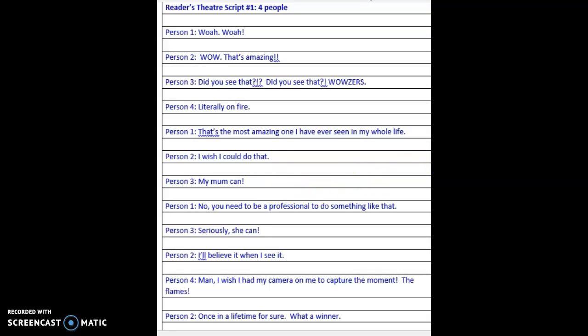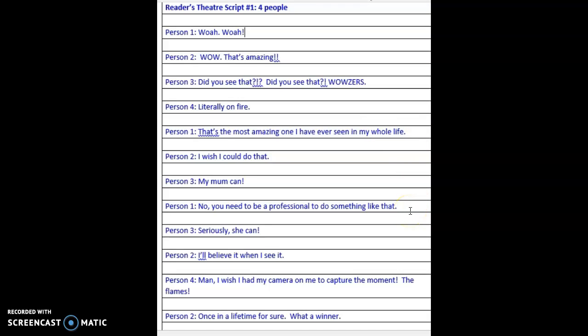Then I go up here. I'm like, okay, these are kids. Something's amazing. It's something they've never seen before that has fire on it. Where would kids be and what would they be doing with something that has fire? So in my mind, I immediately go to birthday, candles, fire, because there's not a whole lot of other things that could be going on with kids that have fire. And it's the most amazing one they've ever seen. Probably a cake.